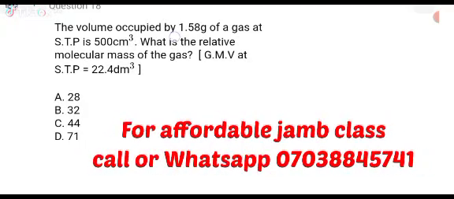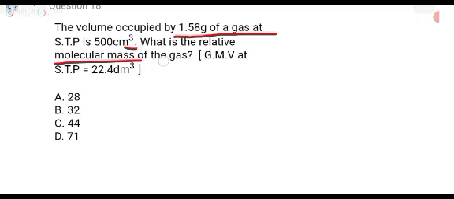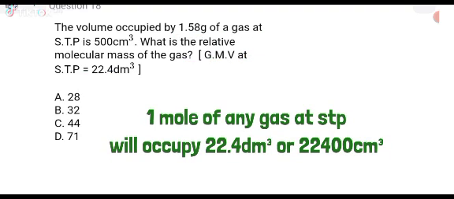The volume occupied by 1.58 gram of a gas at STP is 500 cm cube. What is the relative molecular mass of the gas? Grand molar volume at STP is 22.4 dm cube. Now, 1 mole of any gas at STP will occupy 22.4 dm cube.